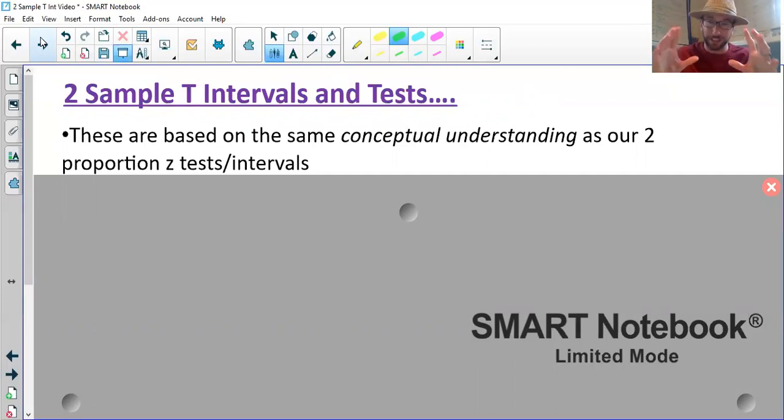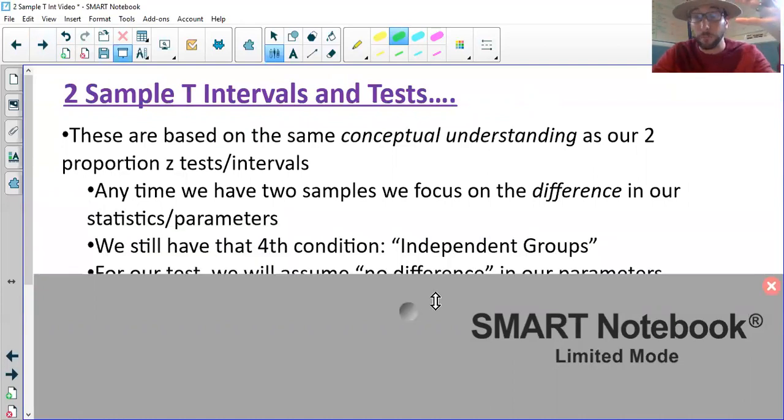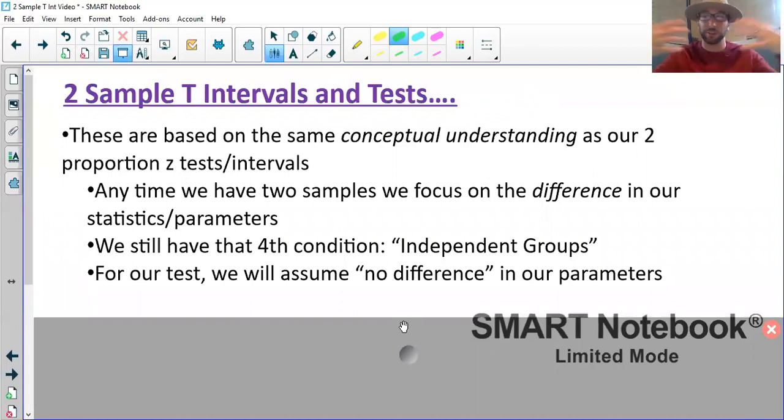It goes more into understanding the why. Here we'll move a little quicker and just focus a little more on the how. And how do we do a free response in the exam? So things like, right, we have two samples. We're going to focus on the difference in our parameters and our statistics. Still got that fourth condition, right? Still assume no difference in a null hypothesis, right? It's the way we write these things. That's all the same.